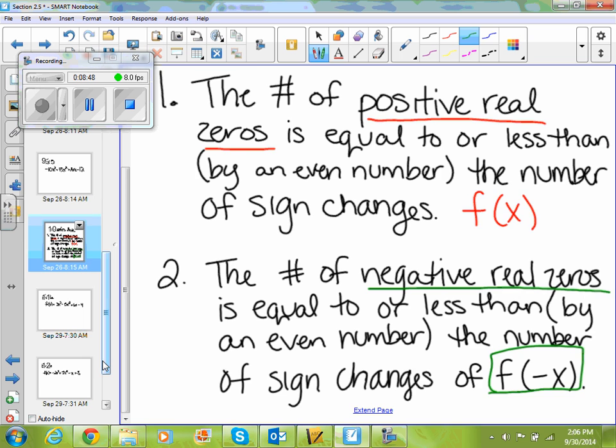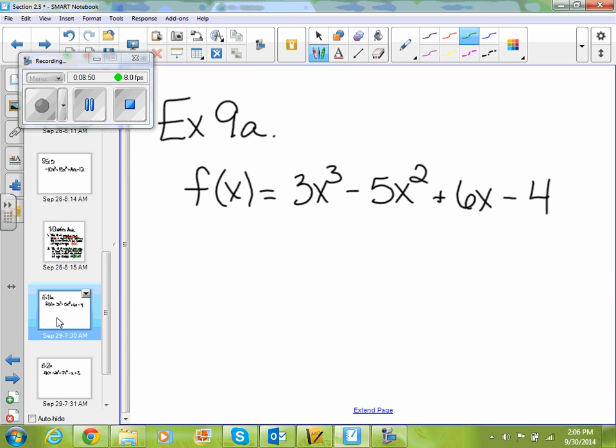Okay, so let's look at actually using that. The thing that we're looking for in both situations is our number of sign changes. So I'm going to start by just labeling the signs of each section. If I start with 3x cubed, that's going to be positive. Then my next term, 5x squared, is negative. My 6x is positive. And my 4 is negative.